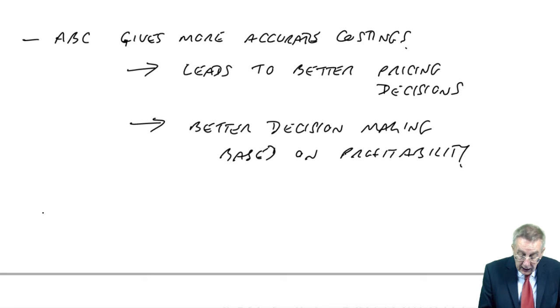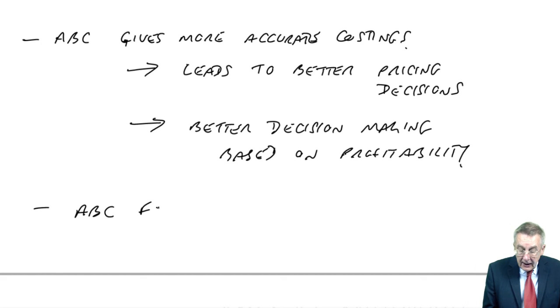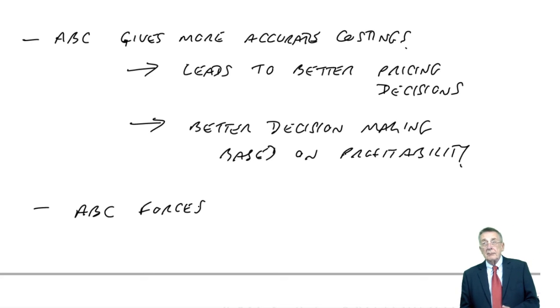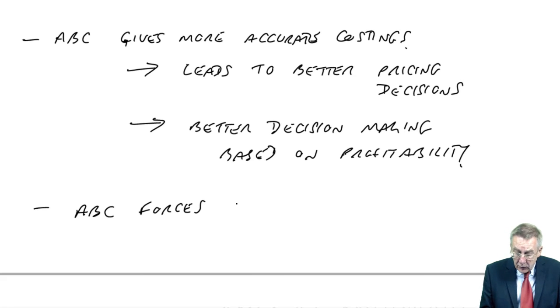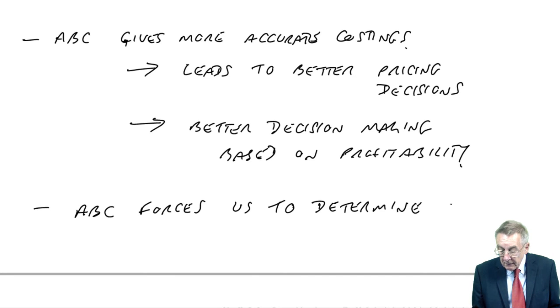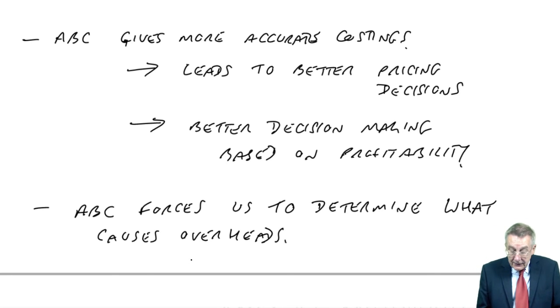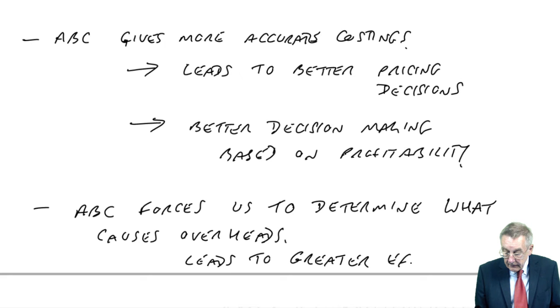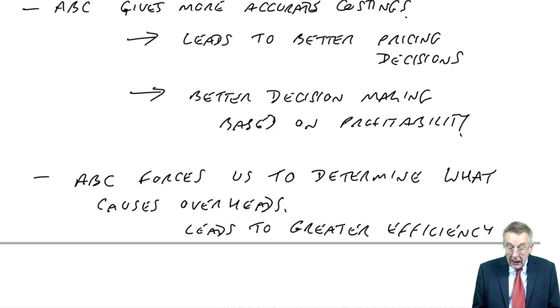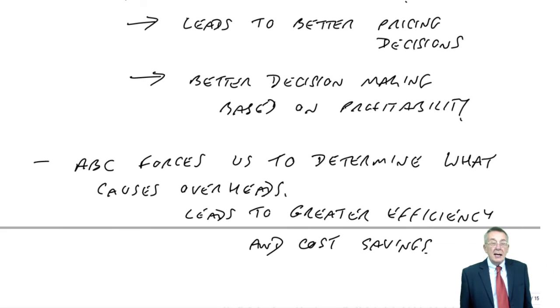So that's one strength. The other, possibly more importantly, is that if we're using ABC, it forces us, and let me write this first and then I'll make sure you're clear about it afterwards, to determine what causes the overheads, and that leads to greater efficiency and cost savings. Let me explain what I mean there.